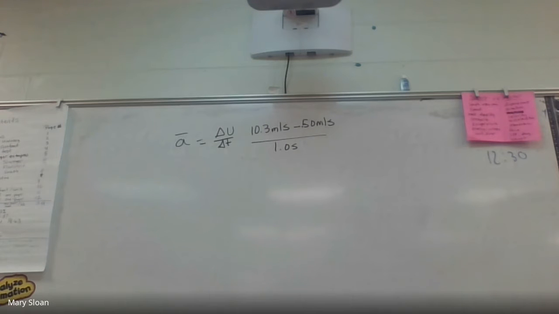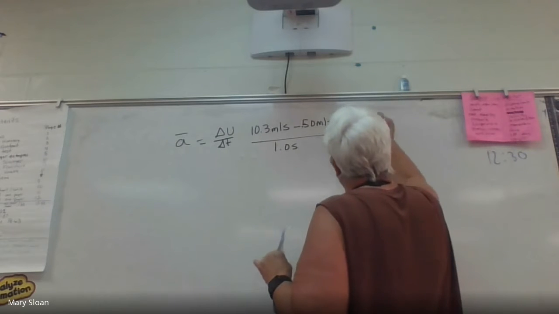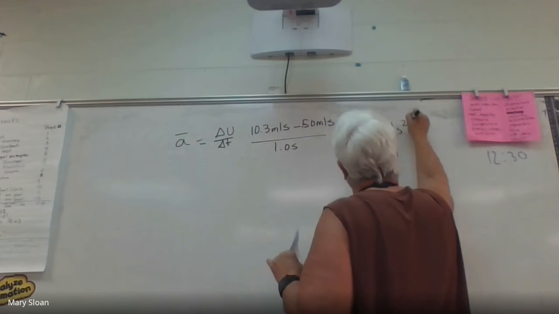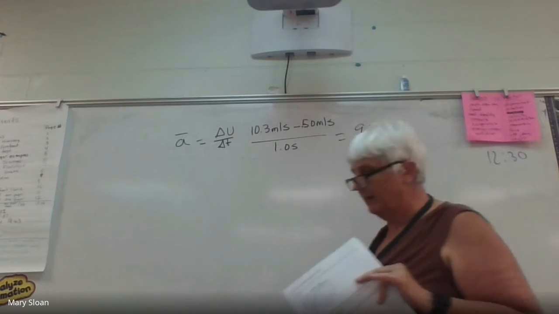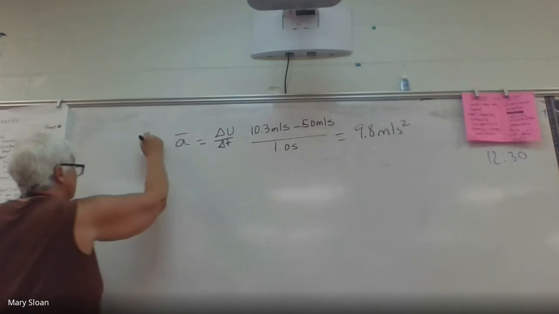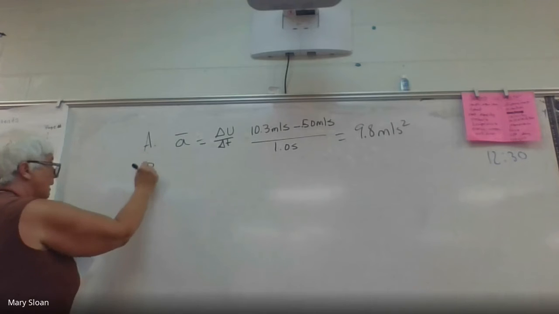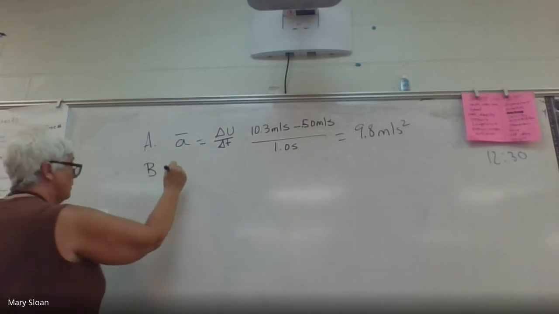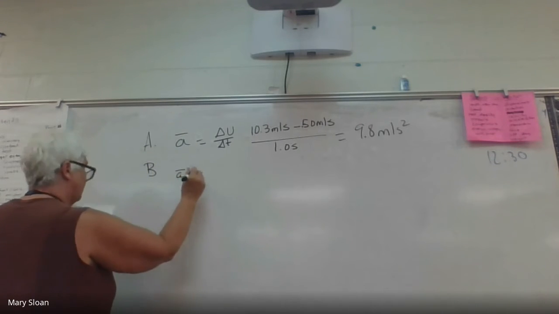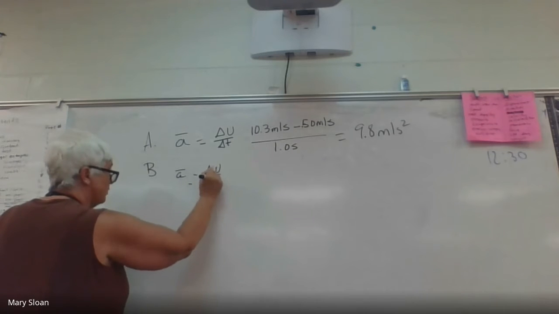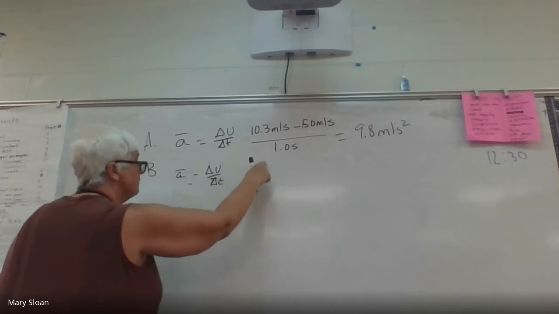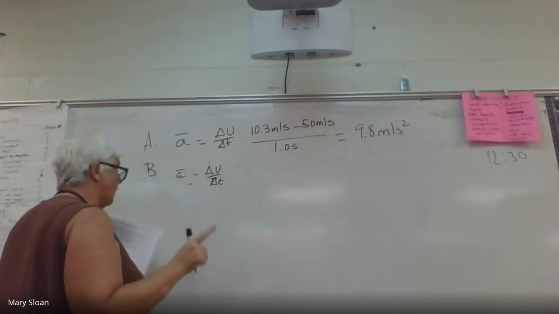Did everybody get 9.8? Okay. So that is 9.8 meters per second squared. That's number one, right, guys? That's A. Correct? Now let's do B. We're doing average acceleration again. Change in velocity over change in time. What is my velocity final for my second problem?